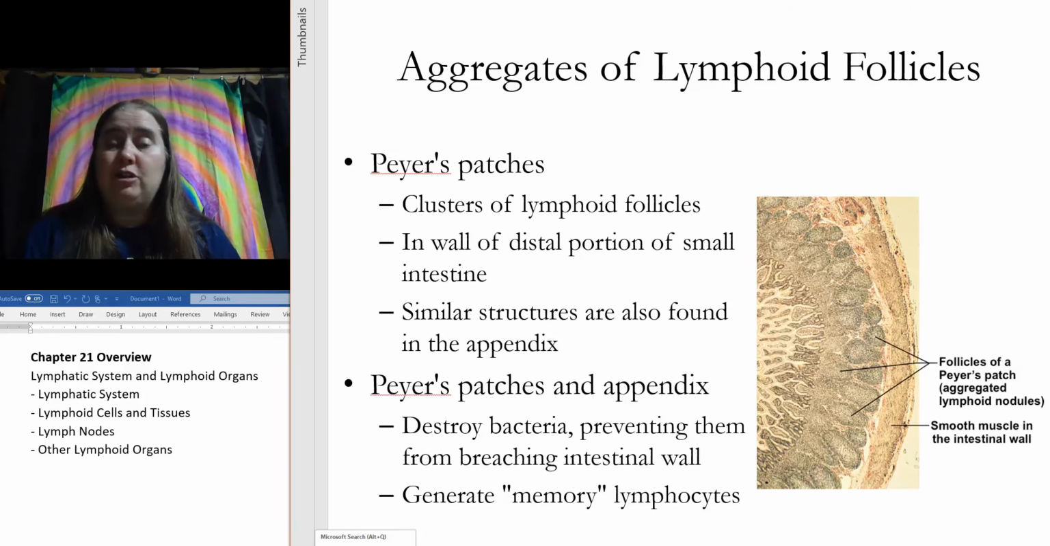The whole function of these lymphoid follicles is to basically help elicit an immune response. It destroys the bacteria, preventing them from breaching the intestinal walls, as well as helping our body to generate that memory. That's really important for our B cells and our T cells.